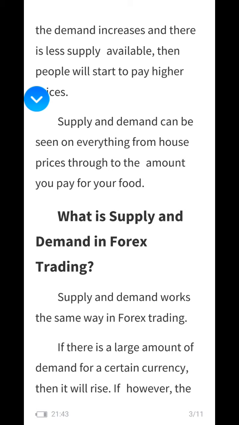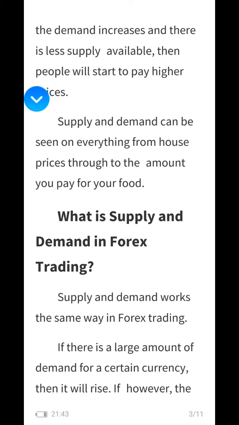If the demand increases and there is less supply available, then people will start to pay higher prices. So when there is more supply, there will be less demand, and the price drops. But when there is less supply, the demand increases and the price will go up.